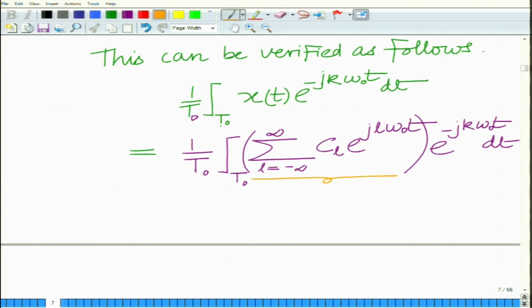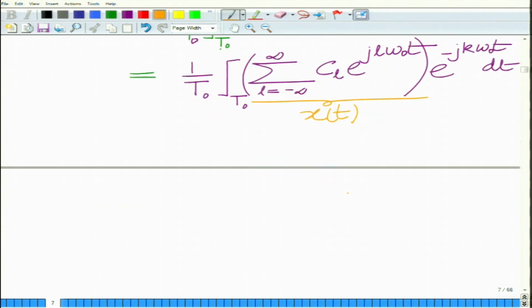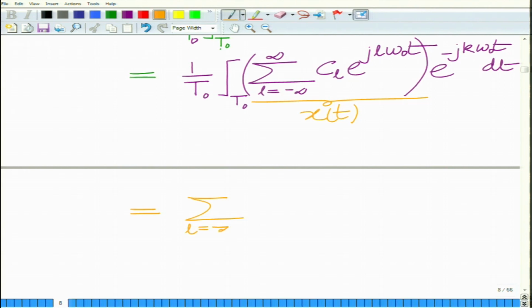Remember, all I am doing is substituting the expression for x(t). Now, I am going to interchange the integral and summation. So, I will bring the summation outside and take the integral inside. In fact, this 1 over T naught is also a constant factor, so I can move it inside or outside the integral; that does not create any problem. So, this is going to be the summation L equals minus infinity to infinity of C L times 1 over T naught integral.